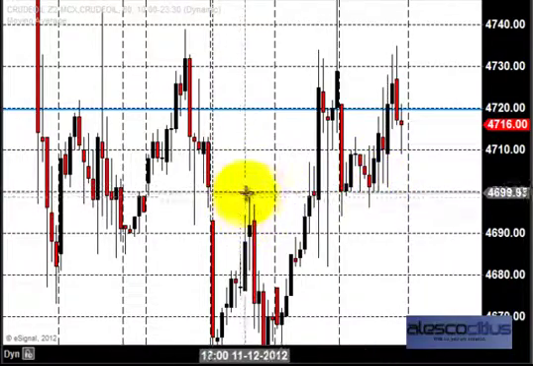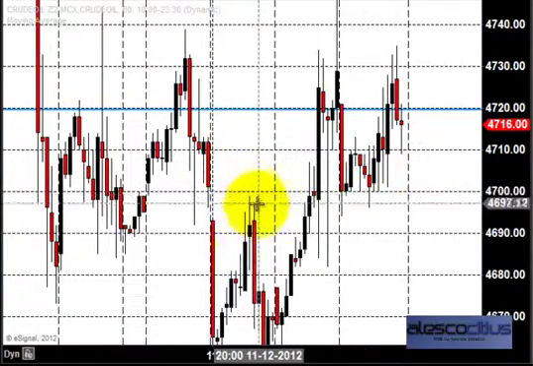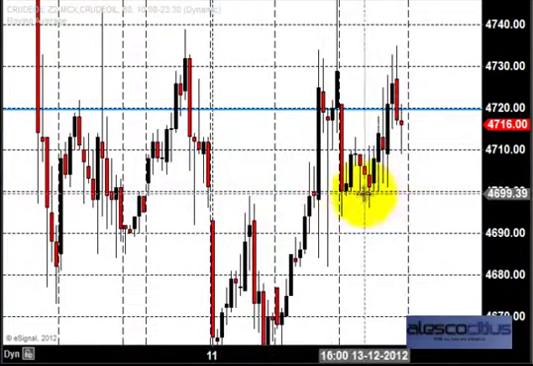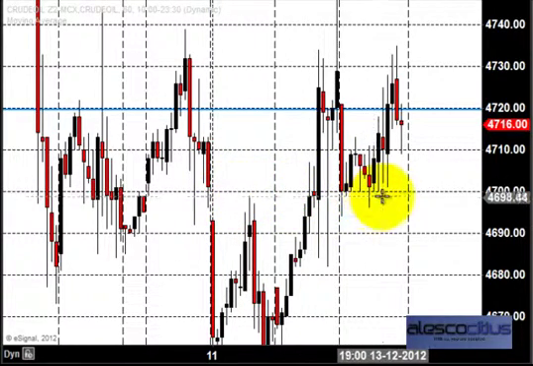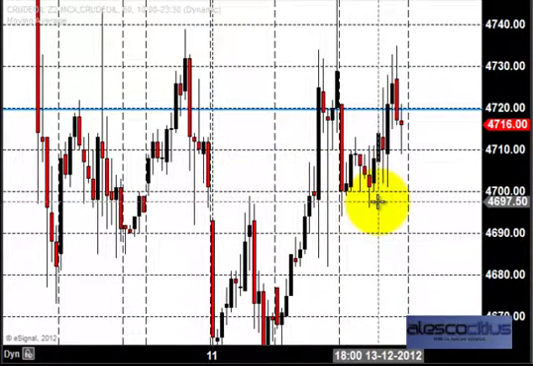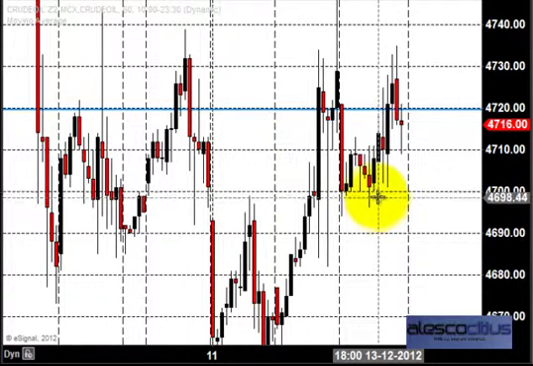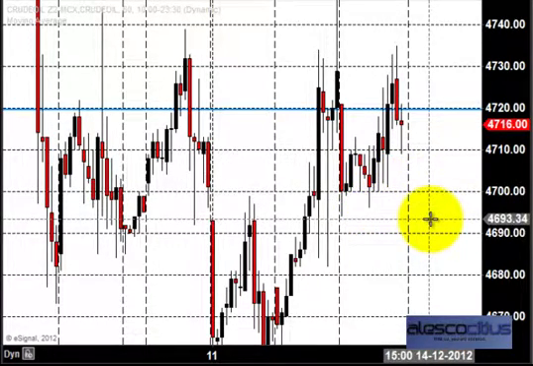On the previous day you can see 4,700 acted as a resistance here. So this is going to be a crucial point. Why we are stressing on this is that once the price opens, when the price was trading in this zone, please concentrate more on this 4,700.